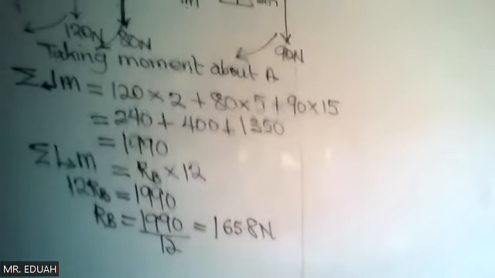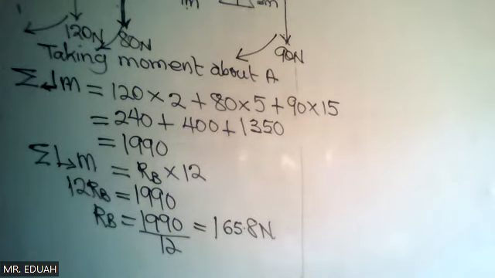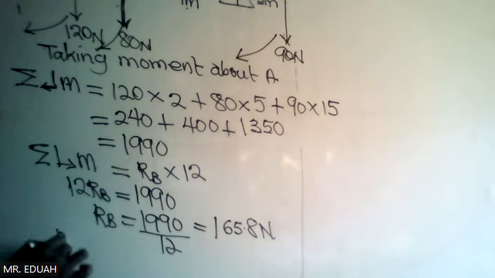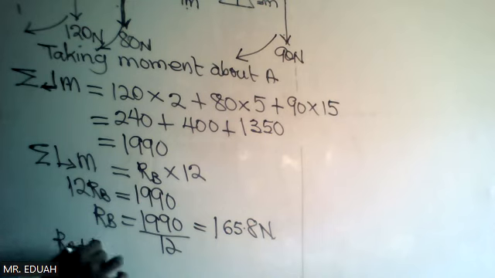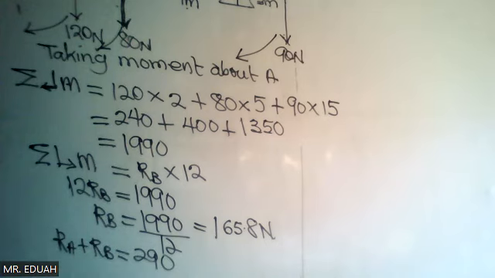Now, after getting RB, the easiest way out is that the sum of upward forces must balance the sum of downward forces. So RA plus RB must be equal to 290. So if RB is this, then you can easily find RA.